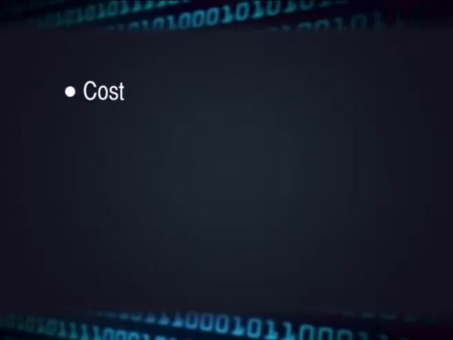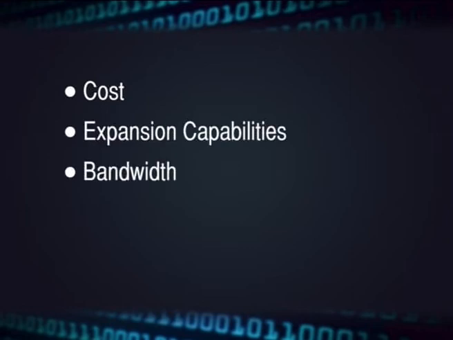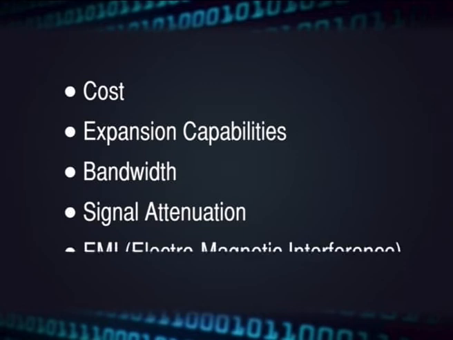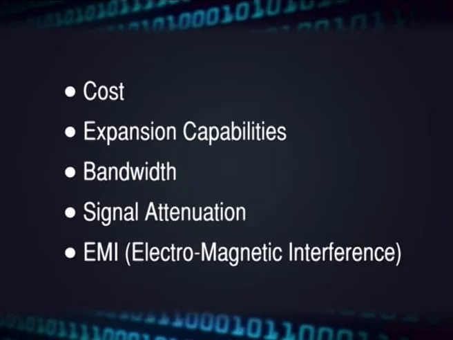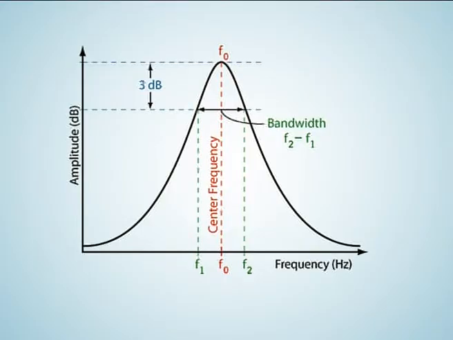The several factors for selection of cabling for a network are cost, expansion capabilities, bandwidth, signal attenuation, and EMI, electromagnetic interference. Different types of cables have different specifications that affect these factors, and each organization has different needs. Bandwidth is the difference between the highest and lowest frequencies of the transmission. Measured in hertz, bandwidth is a factor used to evaluate cable.